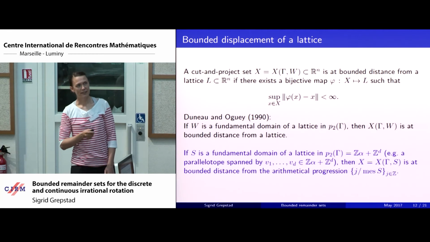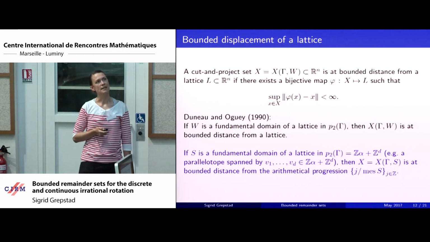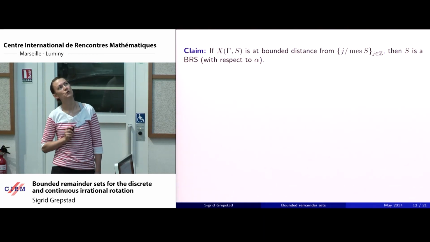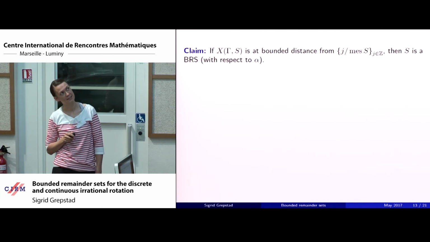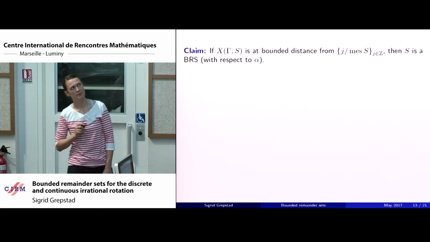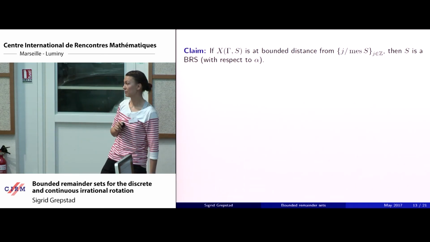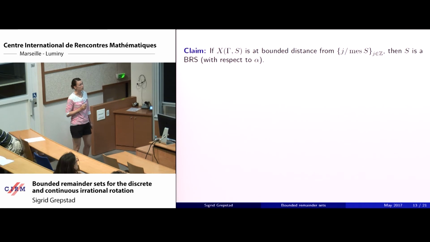So now we are getting close. This is telling us that if we can now just show that if our set is at bounded distance from this set, then it is a bounded remainder set with respect to alpha, then basically we would be finished. So finally, this is what we're going to see. And this is fairly easy to show.